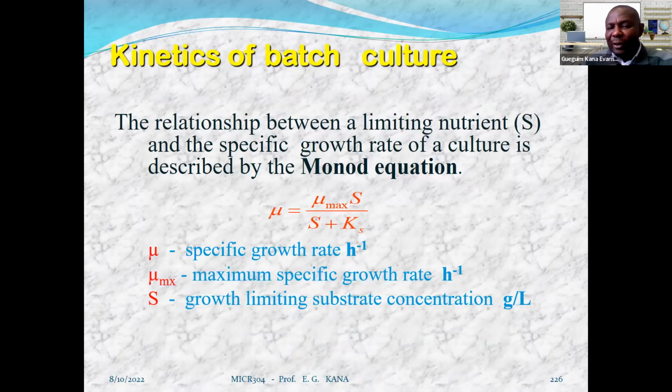Now, of course, the Monod equation that you have here: mu, the specific growth rate, equals mu max. Mu max refers to the maximum rate of growth of the cell. Okay, equals mu max multiplied by S, which is the substrate concentration, divided by S plus Ks.